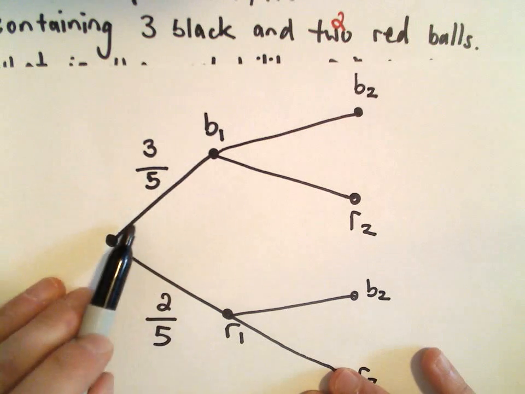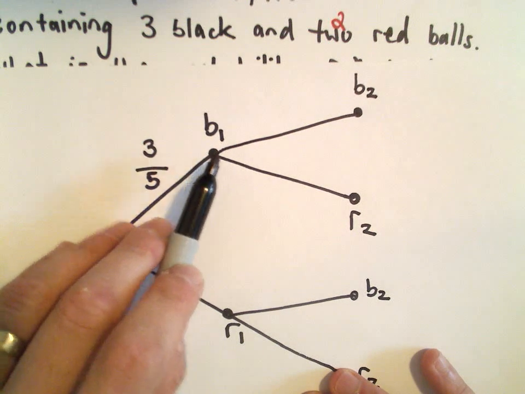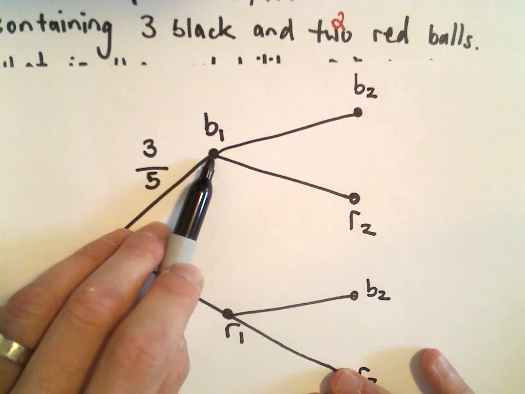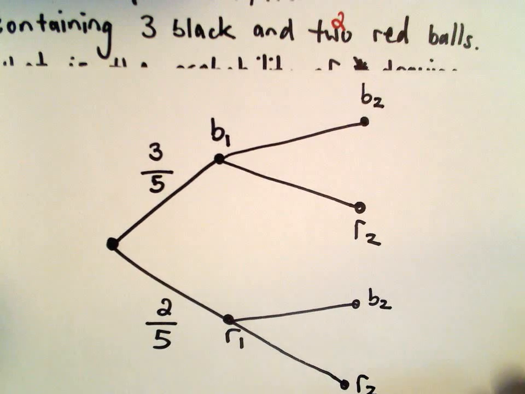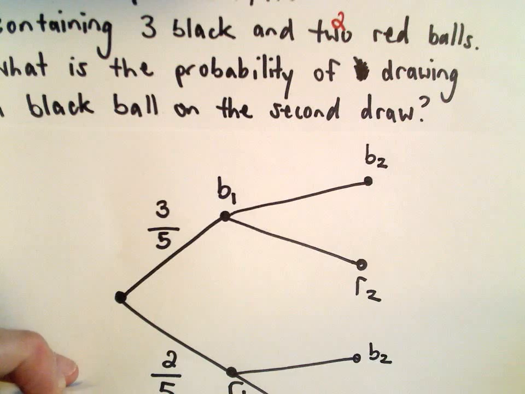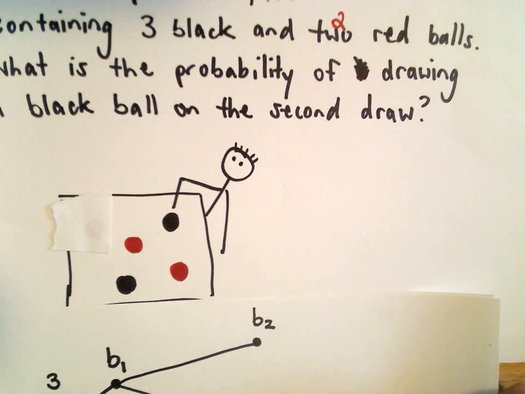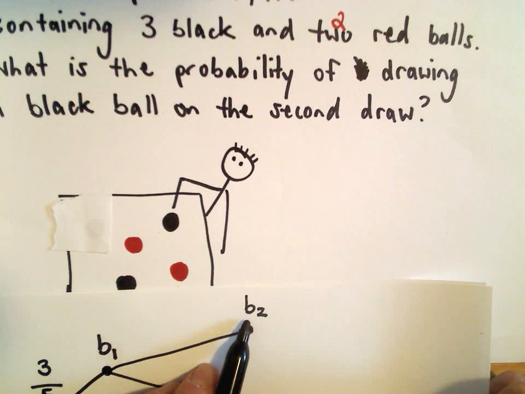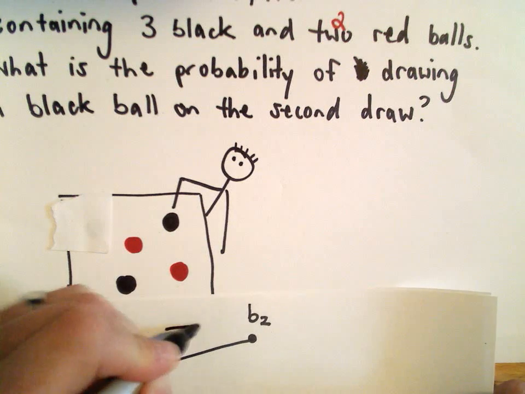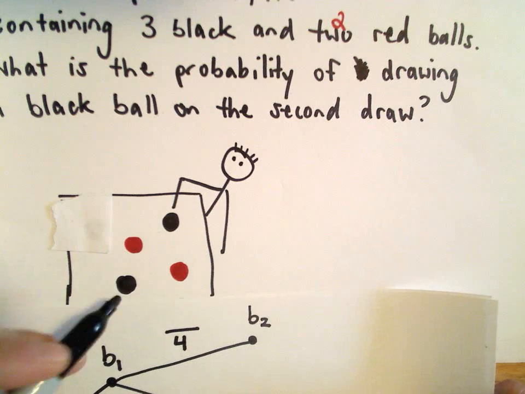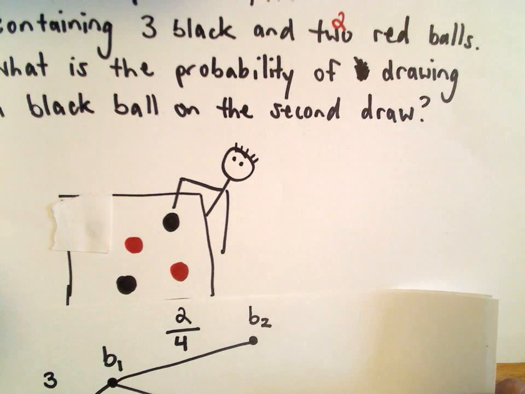So now, if we follow the top branch along, we're assuming that we've already got a black one on the first draw. Since we're doing this without replacement, one of the black ones is now gone. Okay, we got a black one the first time. So what would be the probability of getting a black ball on the second draw? Well, now there's only 4 balls total, 2 of which are black.